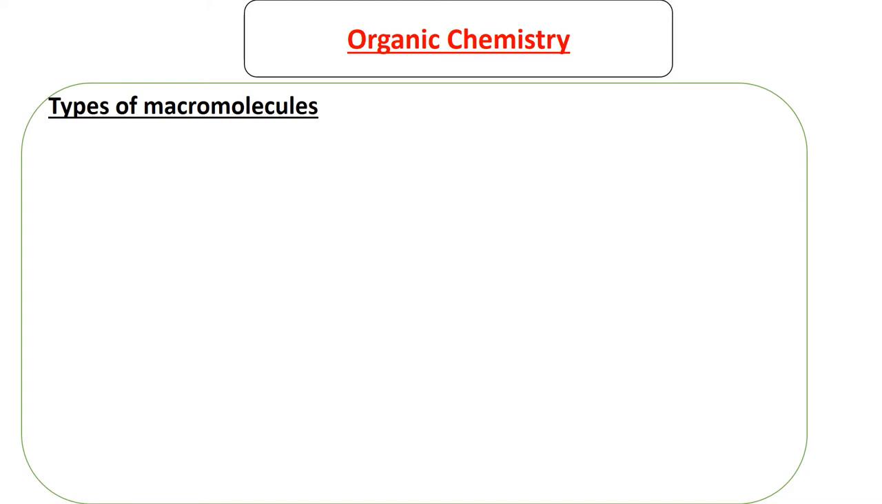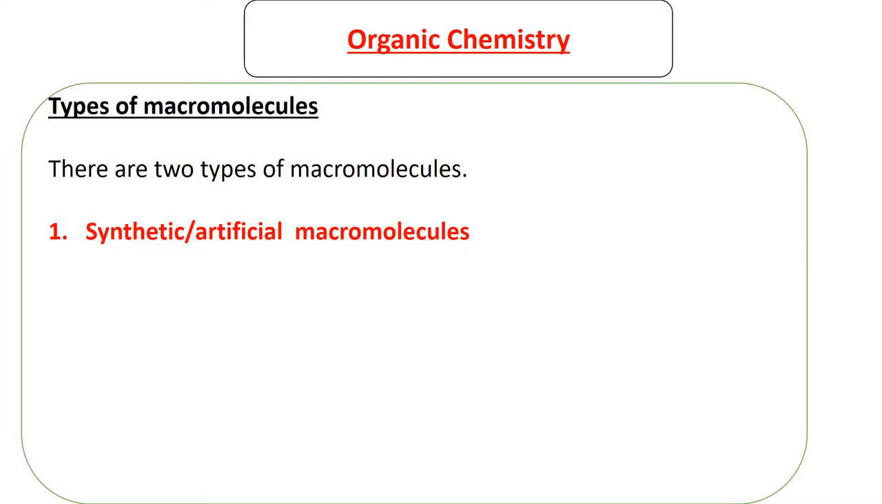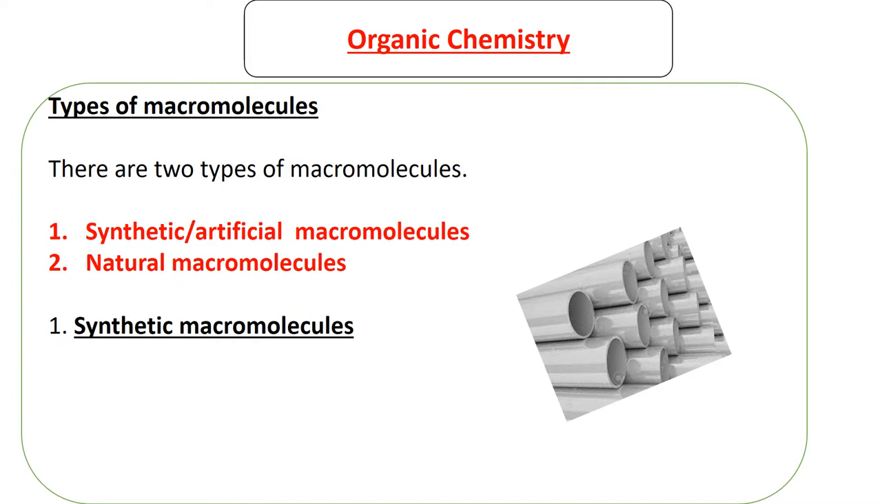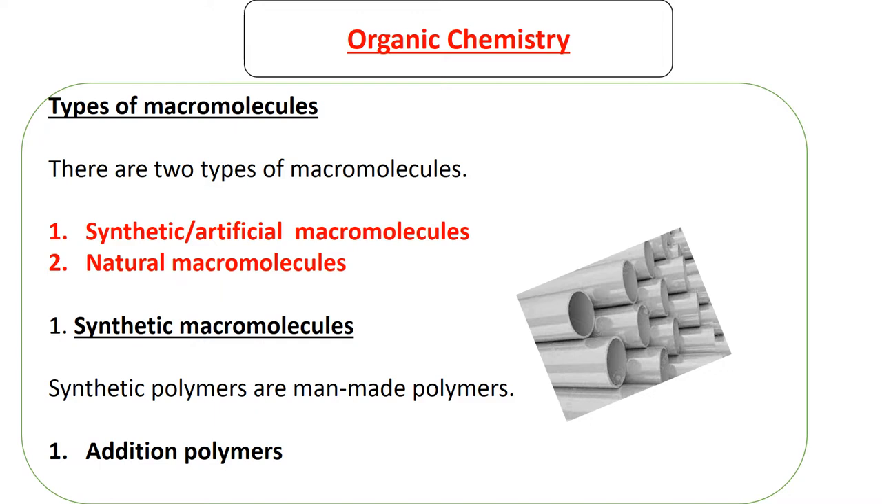Next, we look at types of polymers or types of macromolecules. There are basically two types of macromolecules. The first ones are called synthetic or artificial macromolecules. The second ones are called natural macromolecules. Synthetic or artificial macromolecules are those macromolecules like pipes, plastics. Actually, when you think of synthetic macromolecules, you should be thinking of plastics. So synthetic macromolecules are basically made by man or are man-made polymers. Natural macromolecules are those which are found in nature.